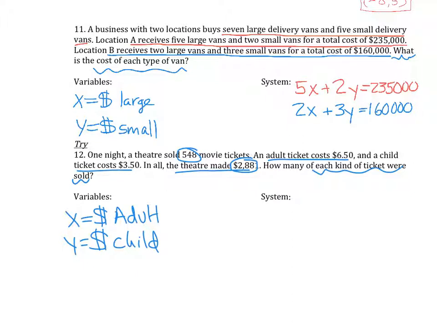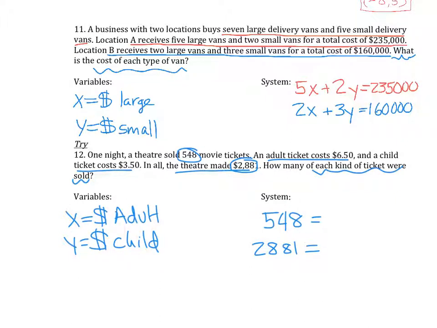Okay, so now let's go ahead and write our system. So this one's a little bit different than the number 11 that we did. Number 11 had two different companies or two different locations that were getting things. So we had one for each location. We really have to pay attention here to our two big totals. So our two big totals are 548 and 2,881. Okay, so with each total we get a separate equation.